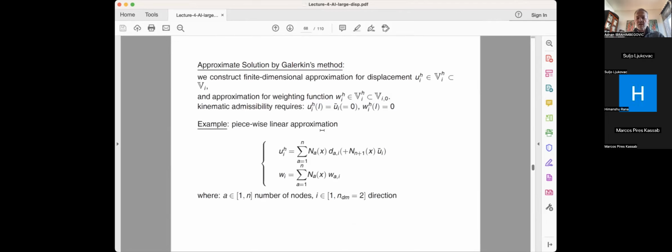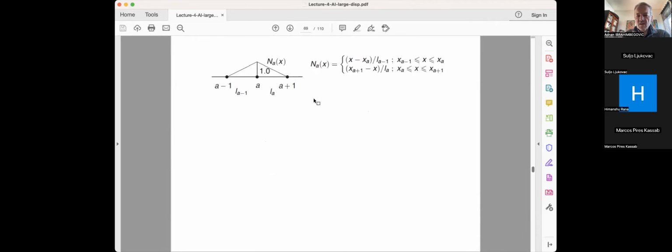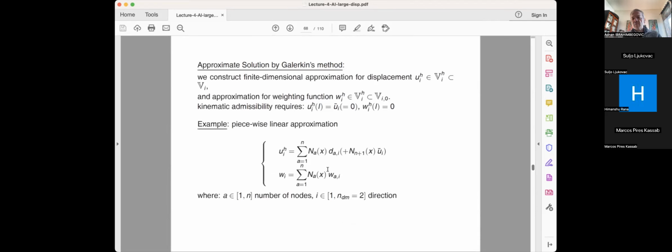So I go for the same interpolation I used before. Let's say I start with a two-node truss bar element, which has these shape functions which are linear on top of each element. They start with the unit value at node A and 0 on all the other nodes. So I can write it this way: (x minus xa) divided by La minus 1, the length of the element to the left, and then (xa plus 1 minus x) divided by La, the length of the element to the right. And basically, I can then build my interpolation of displacement as the sum of the shape functions like that, multiplied by the nodal values of displacement.